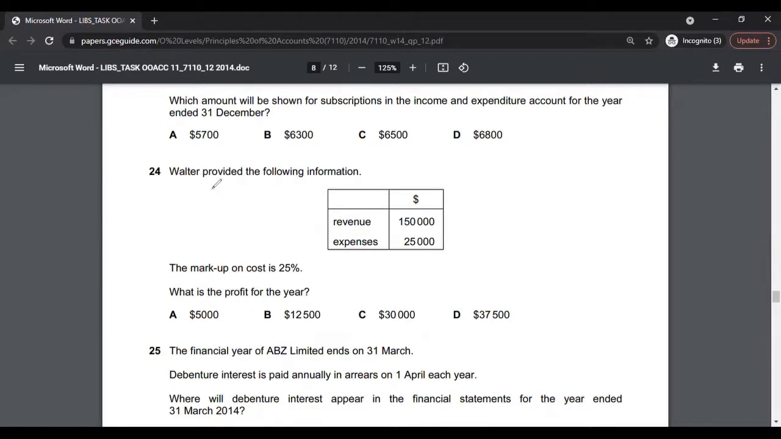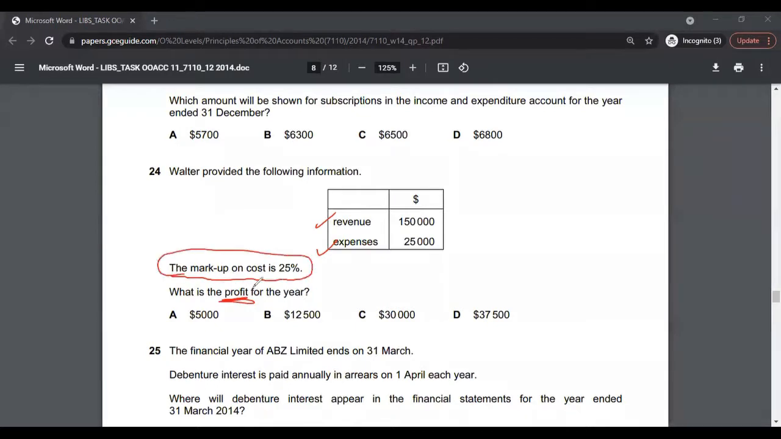Multiple choice 24. Walter provided the following information. You have revenues, you have expenses, you have to calculate the profit, and then you have an extra piece of information that's the markup on cost is 25%.